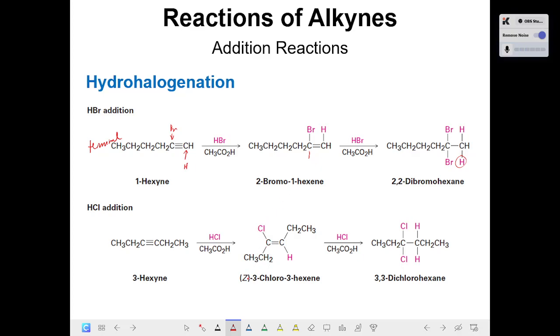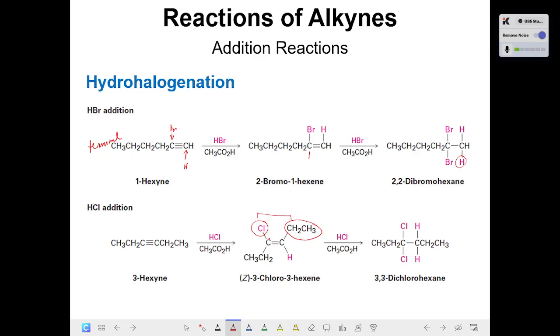So when we say this is Z, it's because our high priority groups are Cl here, right? From our earlier discussion of alkanes. So Cl is high priority and this part is also high priority. So if your high priority groups are on the same side, then that is Z. So that's why it's called Z-3-chloro-3-hexene.